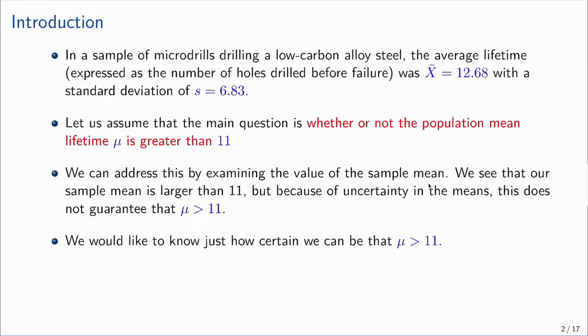We can address that by examining the value of the sample mean. The sample mean is greater than 11, it is 12.68. So there is a chance that the population mean is the same way. But because of the uncertainty, it is not guaranteed that the population mean is going to be greater than 11. It could be just by chance that this sample was greater than 11. So we would like to know how certain we can be that mu is greater than 11.